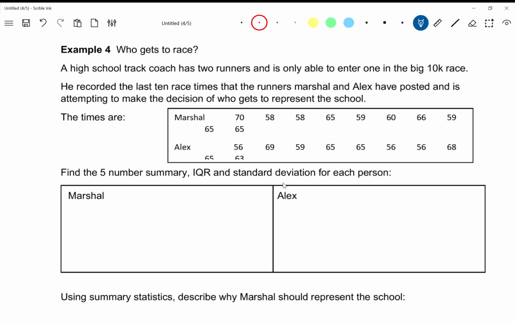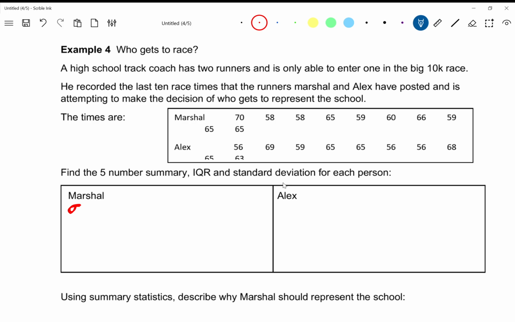Okay, so here, what you should do is try to find all of that information for both of these runners on your own, on your calculator or Desmos. So pause the video, find those numbers. Okay, so here is the information if you did it correct.